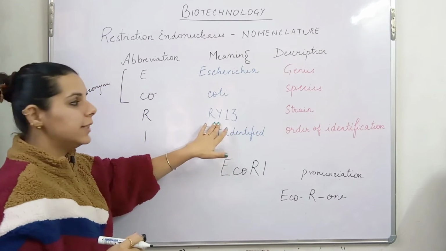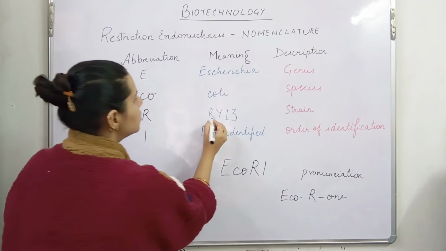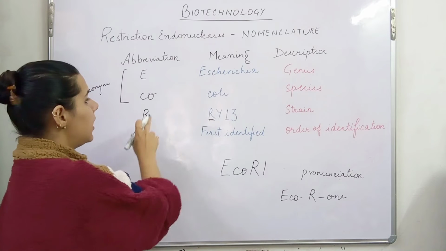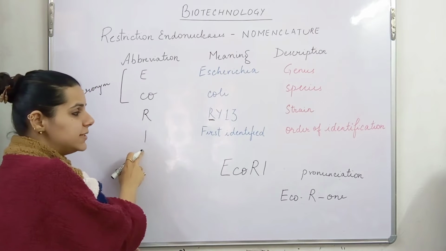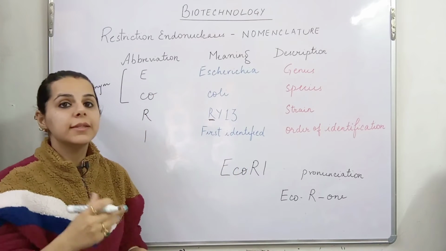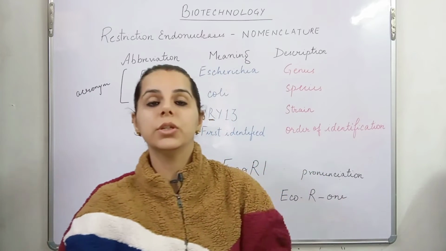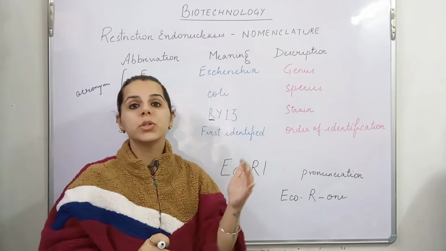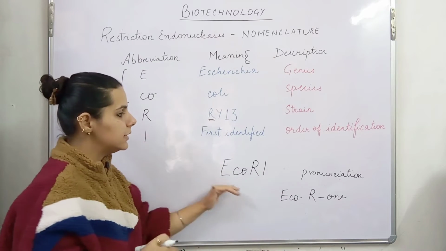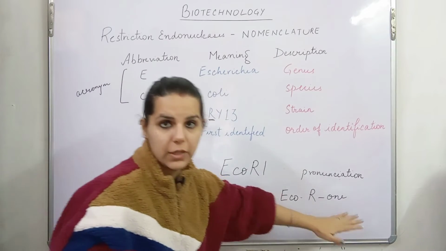The full name of the strain is RY13, but we will only use the first letter of the strain, R. And 1. The 1 stands for the first identified. That means it represents the order of identification in this particular bacteria, in this particular organism. So that together makes EcoRI and is pronounced as Eco R one.